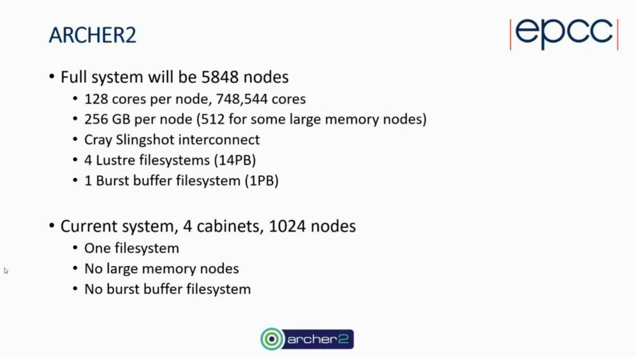At the moment, the system you're going to be using today and tomorrow, or maybe already have been using, because I know some of you are ARCHER2 users already, is a 4 cabinet system, which is 1,024 nodes. Still quite big. It's about 130,000 cores, but small compared to a full system. We only have one of those file systems. We have no large memory nodes, and we have no burst buffer file system. But other than that, it's exactly the same as the full system would be, just smaller.